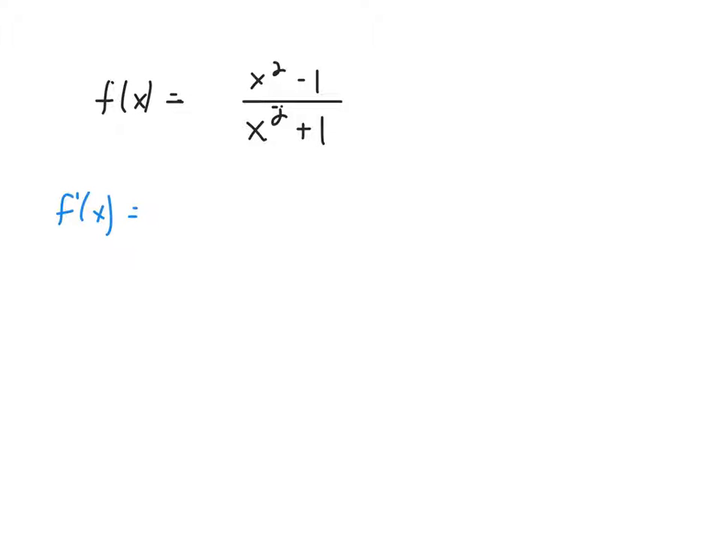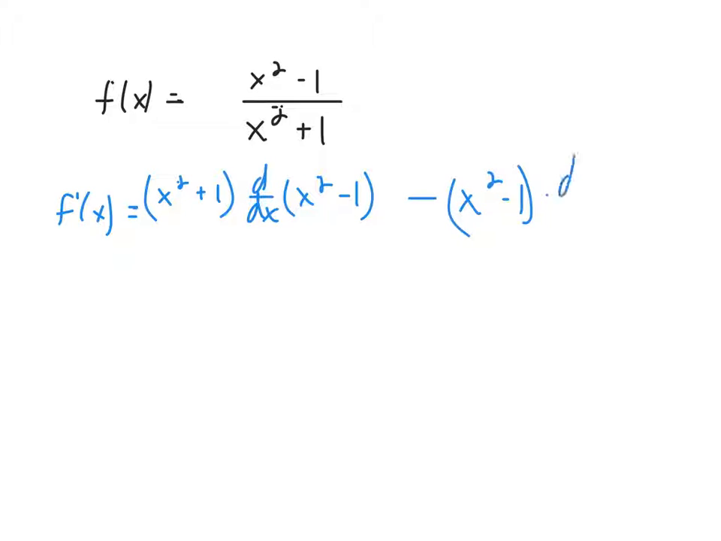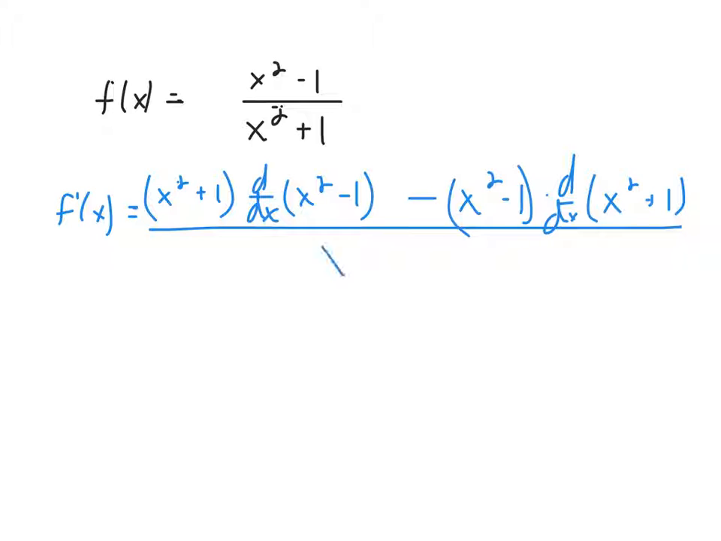Okay, so my f prime, and I like to talk myself through this the way I did before. I'm going to continue talking myself through it. Denominator, which is x squared plus 1, times derivative of the numerator, and again I'm writing that out as d dx, meaning I haven't actually taken the derivative yet, minus numerator times the derivative of the denominator, all over the denominator squared, x squared plus 1 squared.